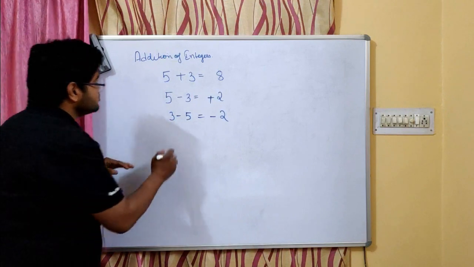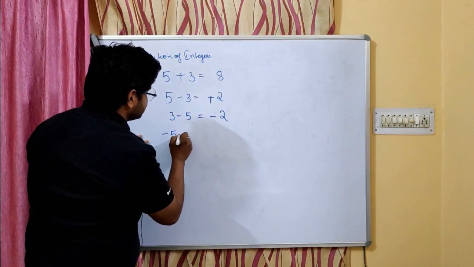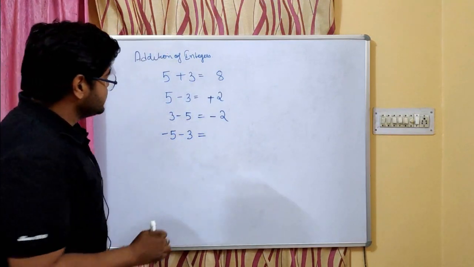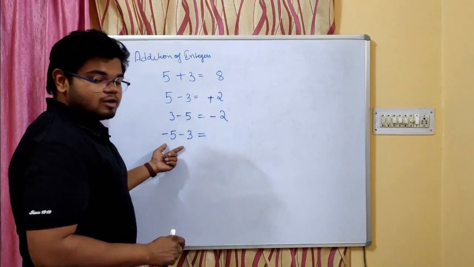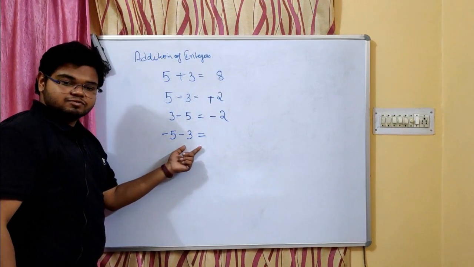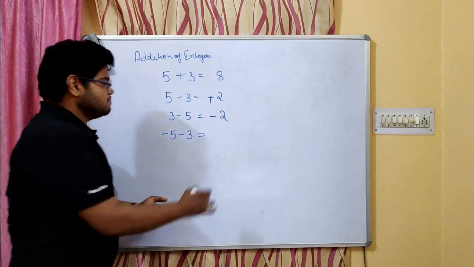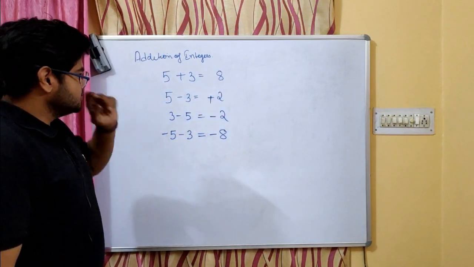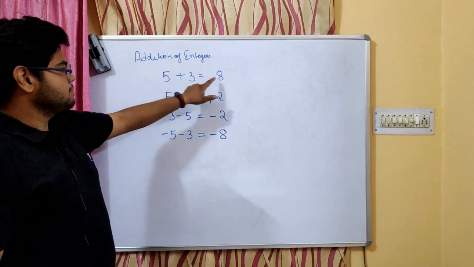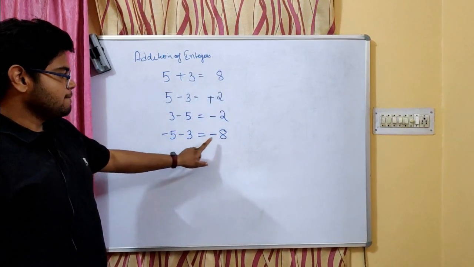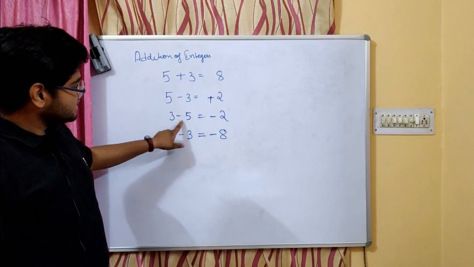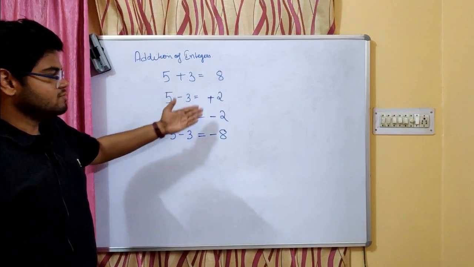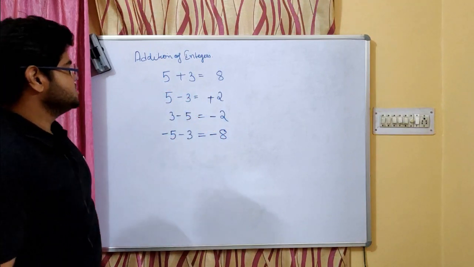But if both the integers are negative, then we will find the absolute value of 5 and the absolute value of 3. It will be 5 and 3. We will add them and we will put the negative sign given here. So plus plus plus, minus minus minus, plus minus. Out of the two, the one having the greater absolute value, its sign will be put in the end result.